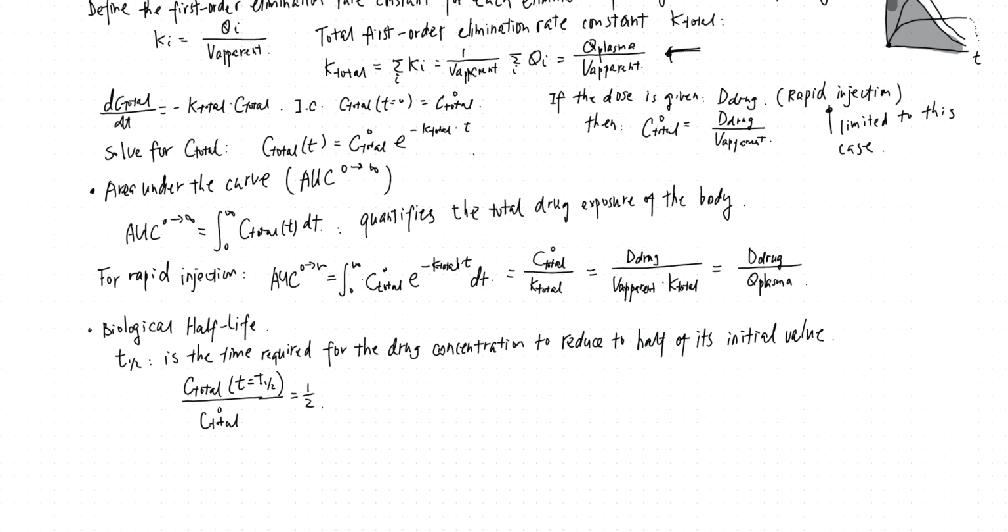Then we can just use our analytical expression for C total. Just plug in, and you will get that T1/2 equals logarithm of 2 divided by K total. You can express K total in terms of V apparent and Q plasma, so T1/2 equals V apparent multiplied by natural log of 2 divided by Q plasma.